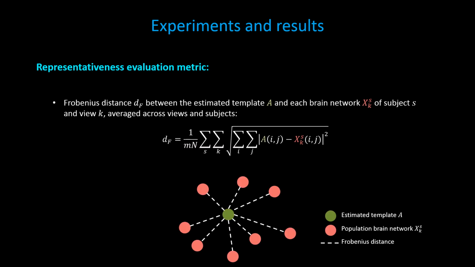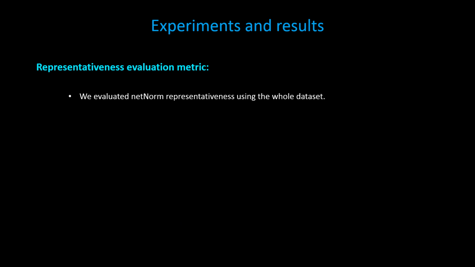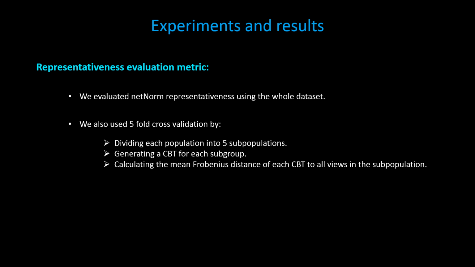To evaluate the performance of netNorm in terms of representativeness, we calculated the mean Frobenius distance between the estimated template and each brain network in the population across all subjects and all views. We first used the whole dataset for evaluation. Then, in order to ensure the generalizability of our proposed method, we used 5-fold cross-validation, where we divided each population into 5 subpopulations. We generated a CBT for each subpopulation and calculated its mean Frobenius distance to all views in the subgroup.